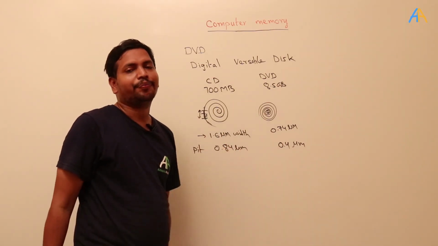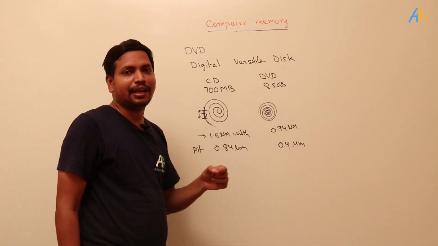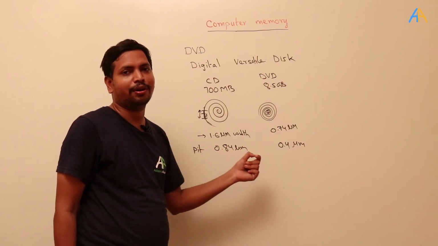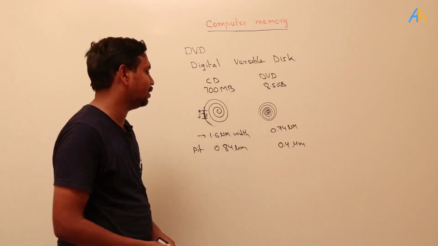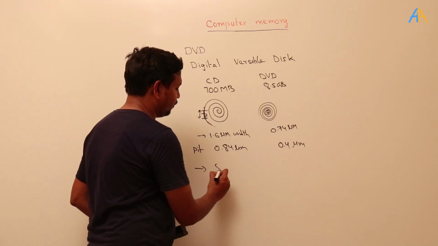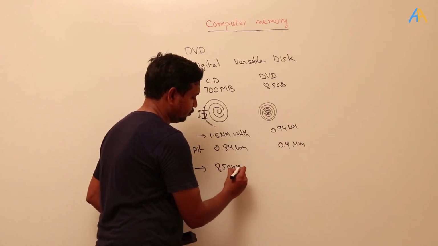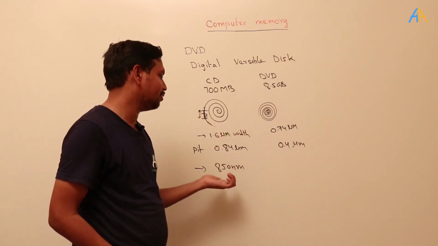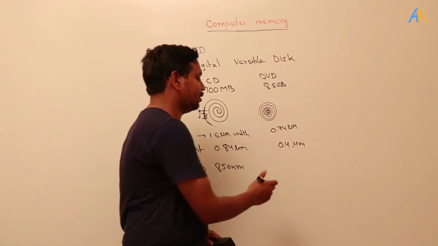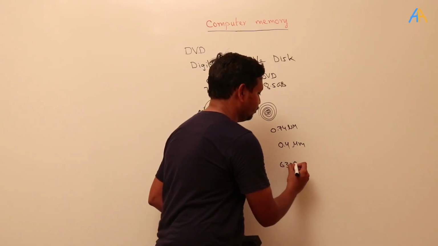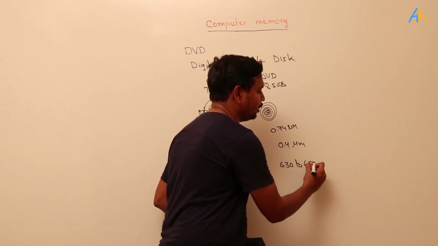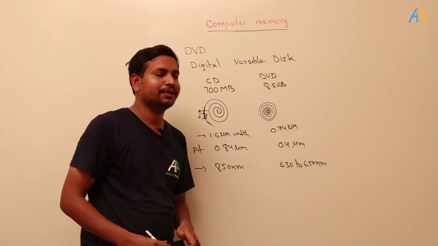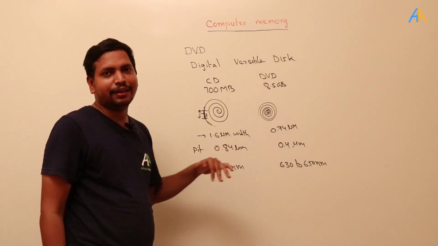So the laser also has to be finer, meaning the wavelength should be reduced so that it can read small areas. Here in a CD the wavelength is around 780 to 850 nanometer, because it is using a bigger area, so the laser wavelength can be bigger. In a DVD the wavelength is reduced to around 630 to 650 nanometer so that the laser can read smaller pits. This is the way the density of the DVD is increased.